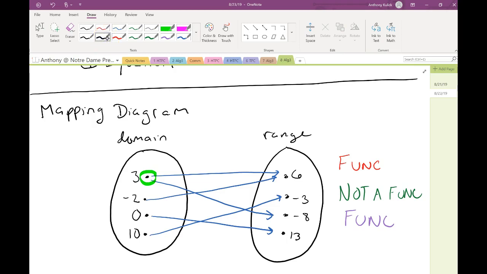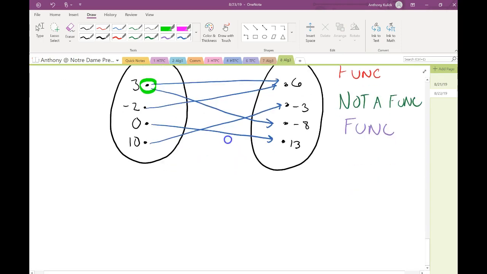We feel pretty good about mapping diagrams? Okay. Should write down our answer here.